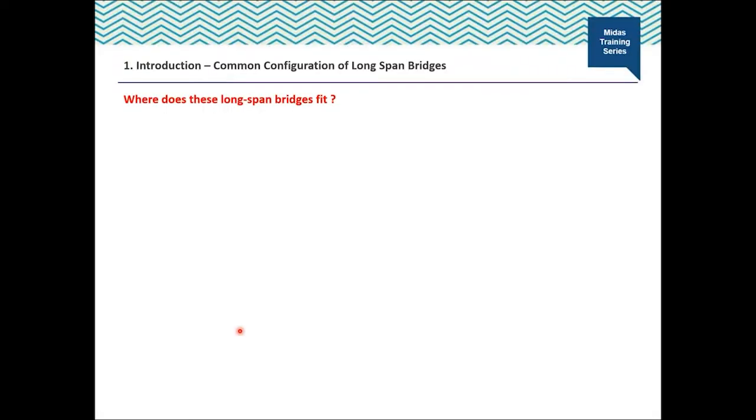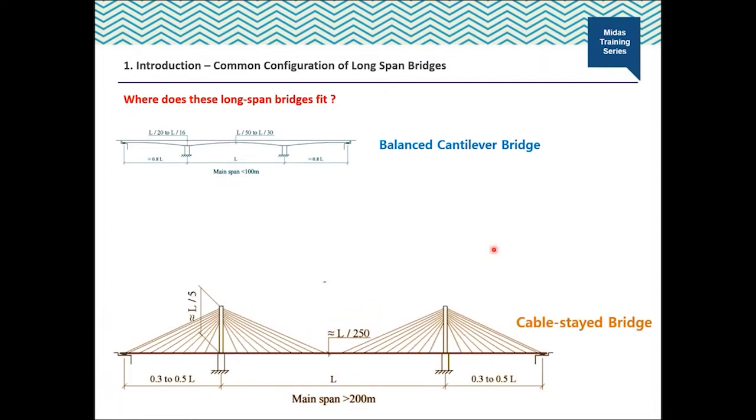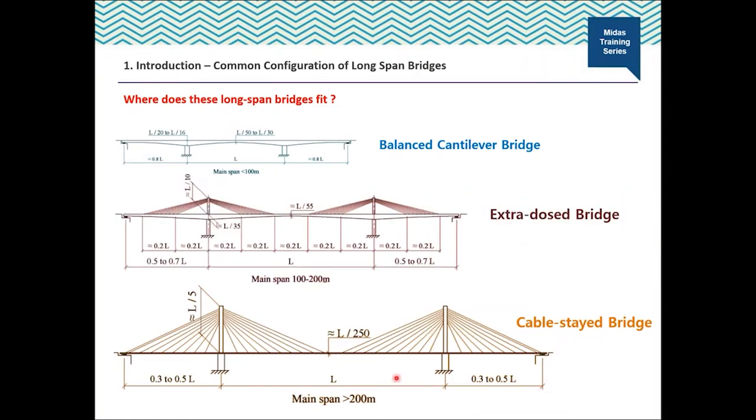So first, introduction. The common configuration for long span bridges would be, first, people go for a balanced cantilever bridge where the spans are less than 100 meters. And if the spans are more than 200 meters, it's pretty obvious to go for cable stay bridges, which would be efficient for us. Whereas for spans of 100 to 200 meters, we can use a hybrid structure, which is an extradosed bridge, where the cable inclination is very low. Whereas in a cable stay bridge, the inclination is almost 45 degrees.